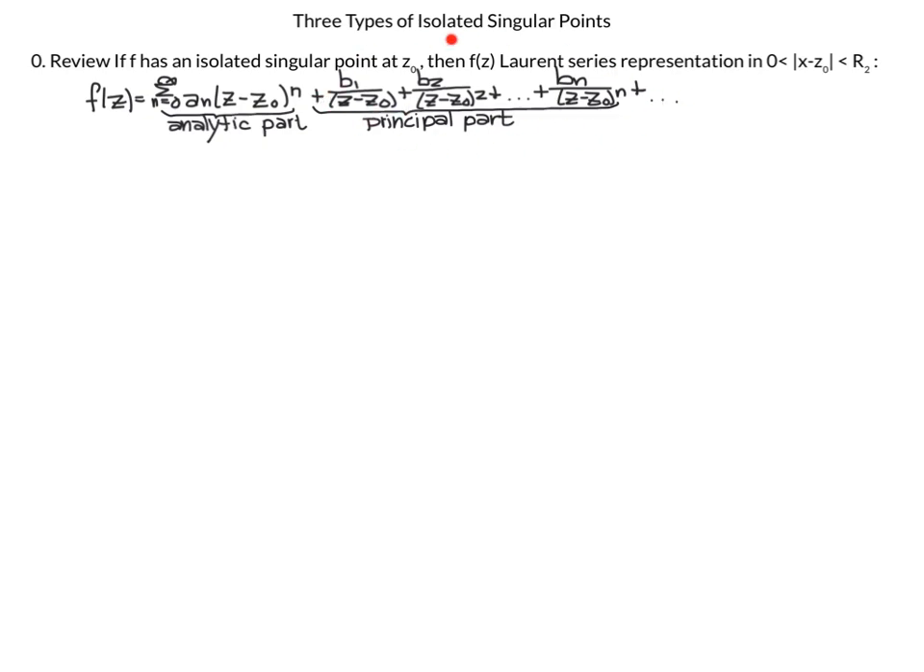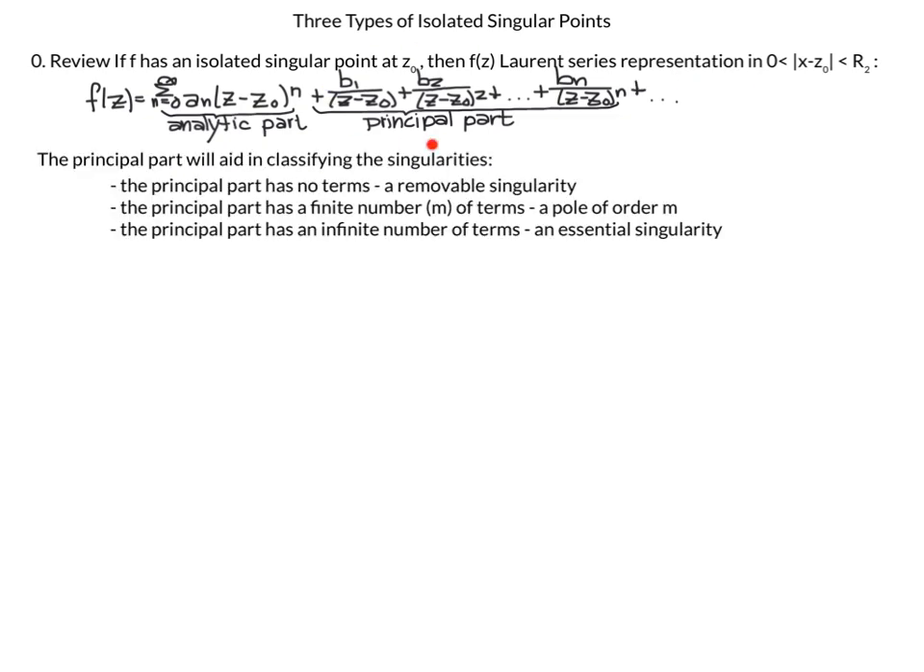And this is the part where we take into account that f has a singular point, and that's b1 over z minus z naught, plus b2 over z minus z naught squared, up to bn over z minus z naught to the nth, and it can go on to infinity. And it is this principal part which will help us classify our isolated singular points.